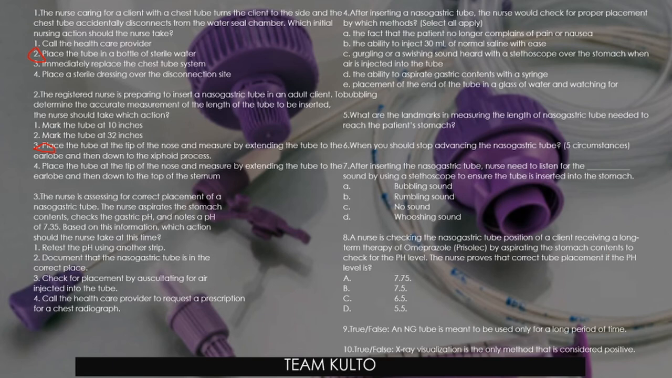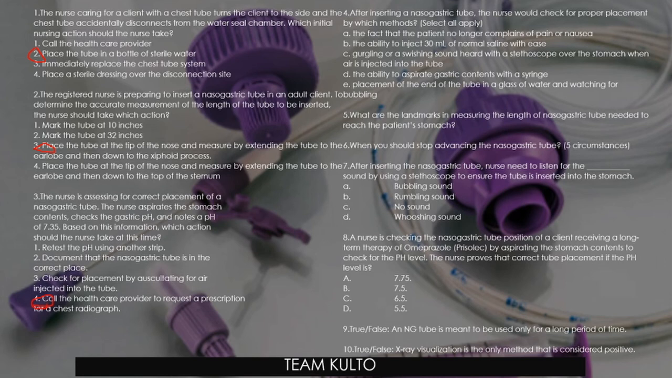The answer is, if the nasogastric tube is in the stomach, the pH of the contents will be acidic. Gastric aspirates have acidic pH values and should be 3.5 or lower. A pH of 7.35 indicates a neutral pH, which may indicate that the tube is no longer in the stomach. Based on this information, the nurse should call the healthcare provider to request a prescription for a chest radiograph to determine if placement is accurate.